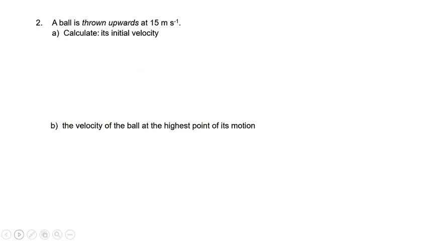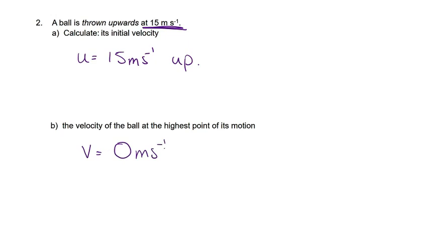Okay, a ball is thrown upwards at 15 meters per second. Calculate its initial velocity. I don't know why it says calculate its initial velocity because we really just need to state it. It's given us the initial velocity. It's being thrown upwards at 15 meters per second. So u is 15 meters per second up. Okay, the velocity of the ball at the highest point of motion. Okay, again, we don't need to calculate this one because what happens to the ball at the highest point of motion? It goes up, it gets to the highest point, it stops, then it comes back down. So it has a velocity of 0 at the highest point.